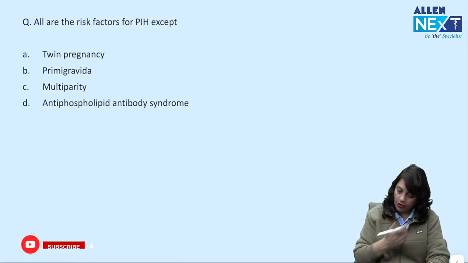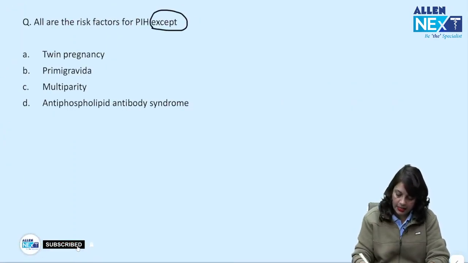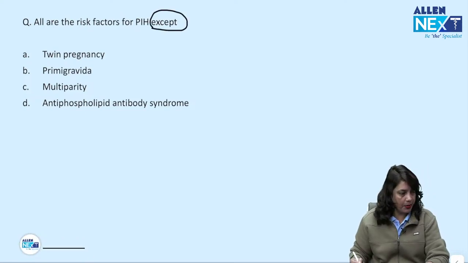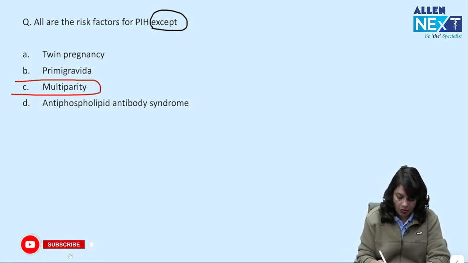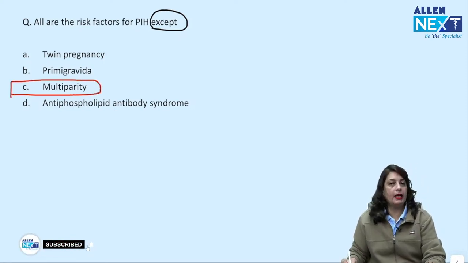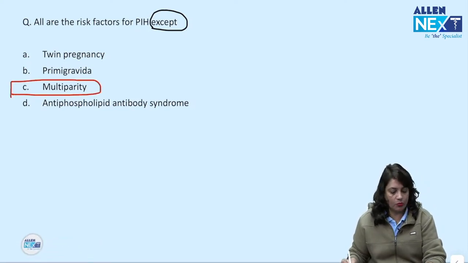Next, all of the following are risk factors for preeclampsia except: twin pregnancy, primigravida, multiparity, or antiphospholipid antibody syndrome. So multiparity is the answer because PIH, or pregnancy induced hypertension, is more common in primigravida.